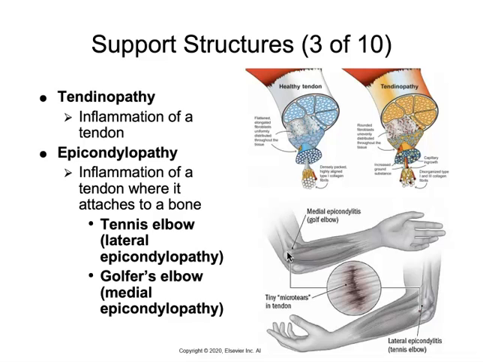So we can get, like I said, inflammation in that tendon. If it is on that medial epicondyle, this is known as medial epicondylitis, which is known as golf elbow or golfer's elbow. And then we have the tendons that attach to the lateral epicondyle, which is known as lateral epicondylitis, known as tennis elbow.